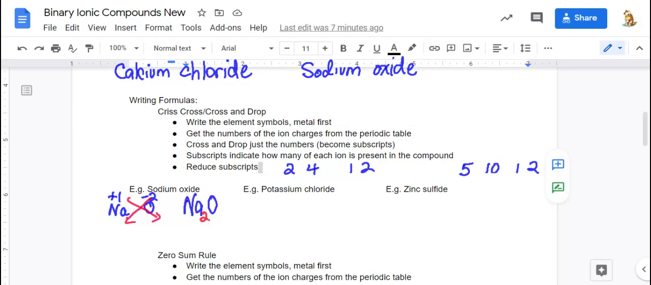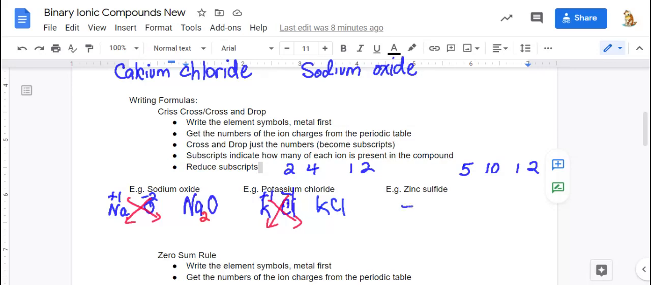All right, another example, potassium chloride. So potassium is K, chlorine is Cl. So this is +1 and -1. So again, you cross and drop, but we don't have to write ones. So this becomes KCl. So if they have the same number, they're actually going to cancel. And I'll show you that in the next one.